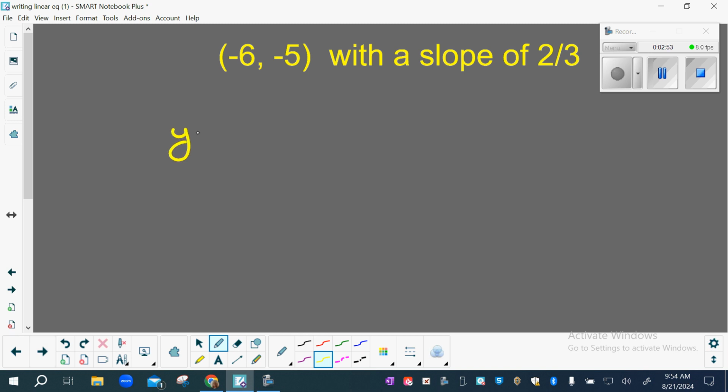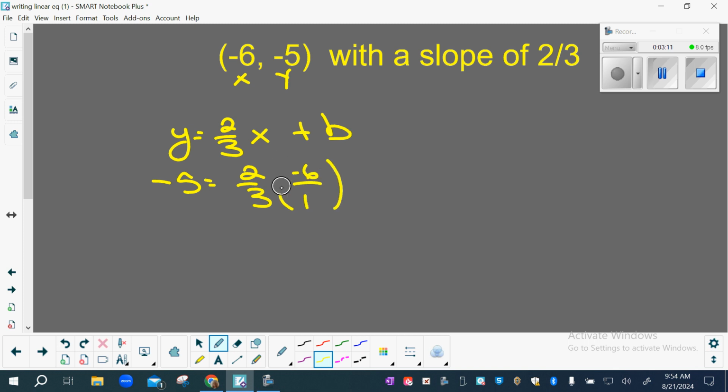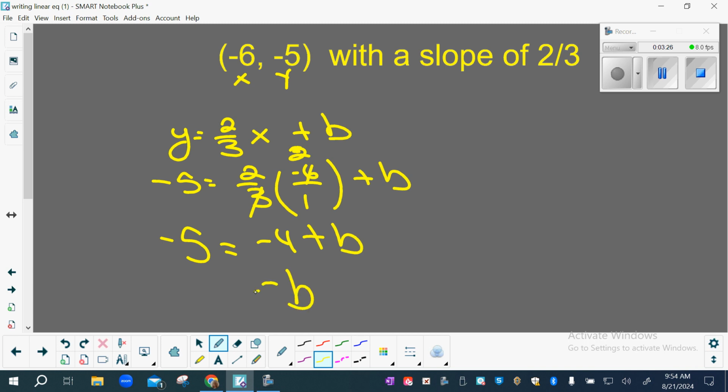Okay, here I go. I'm going to say y equals 2/3 x plus b. There's my x helper. There's my y helper. -5 equals 2/3 and -6/1. See what I did there? That's messy. There we go. Plus b. -5 equals, ooh, a little cancel action. -4 plus b. B equals -1. Please be careful with those negatives and positives. If you got to this point, y equals 2/3 x minus 1.